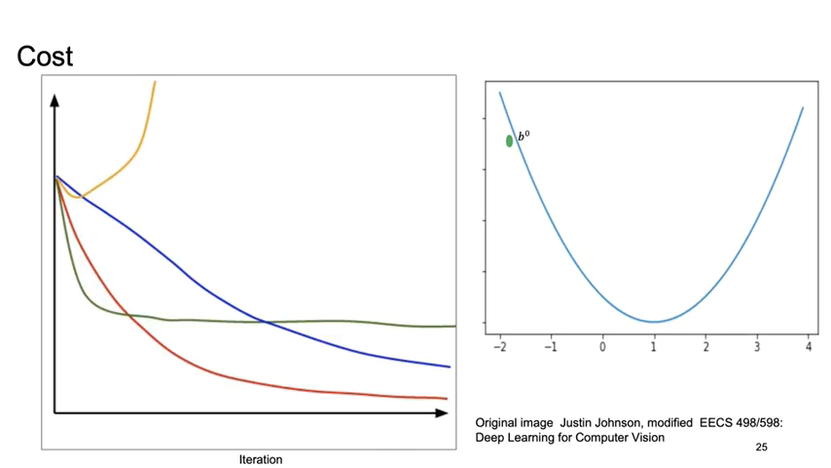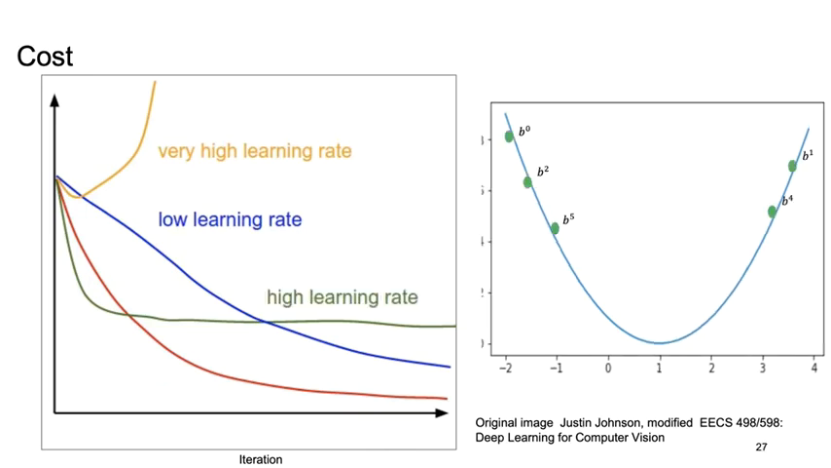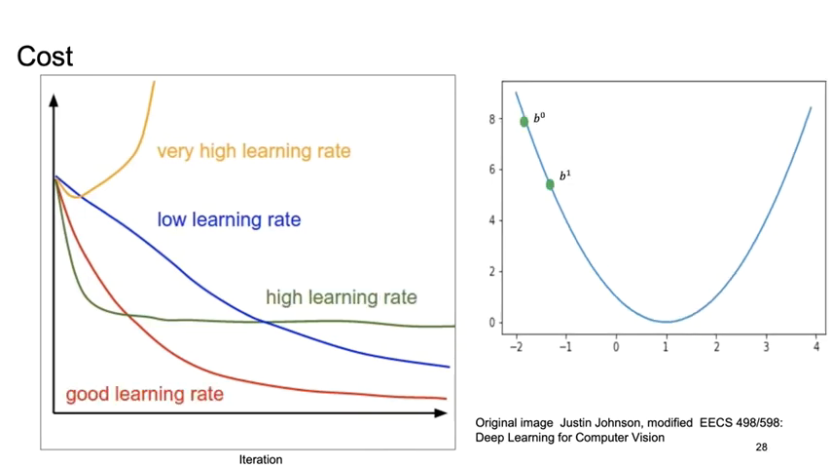Let's look at different learning curves. We can choose a learning rate that's way too large, as shown in the one-dimensional example. We can choose a learning rate that's too small. We can choose a learning rate that's too large. With a good learning rate, we will reach the minimum of the cost.